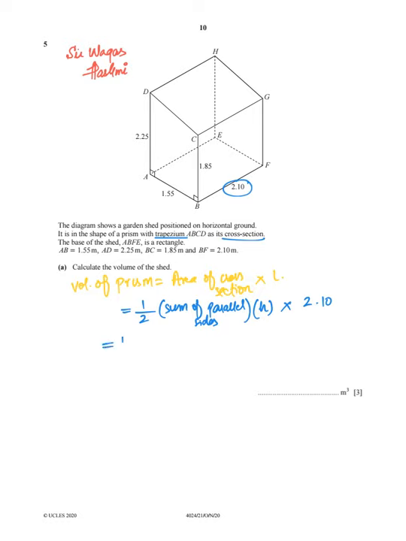Alright. So now I will place the values. The sum of parallel sides is 1.85 plus 2.25, and the height is 1.55, right? That is the area of cross section times 2.10. So that is equal to 6.67. That is the volume of this prism.